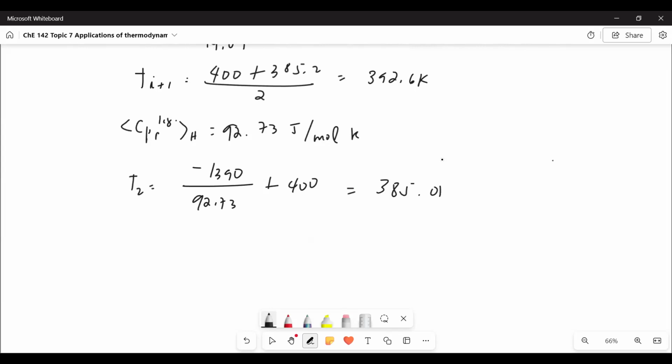You will get CP, 385.01, 385.01, 91.35. Okay.